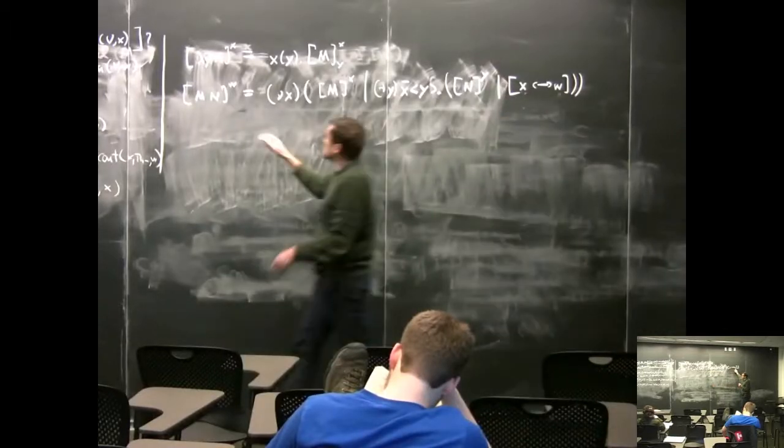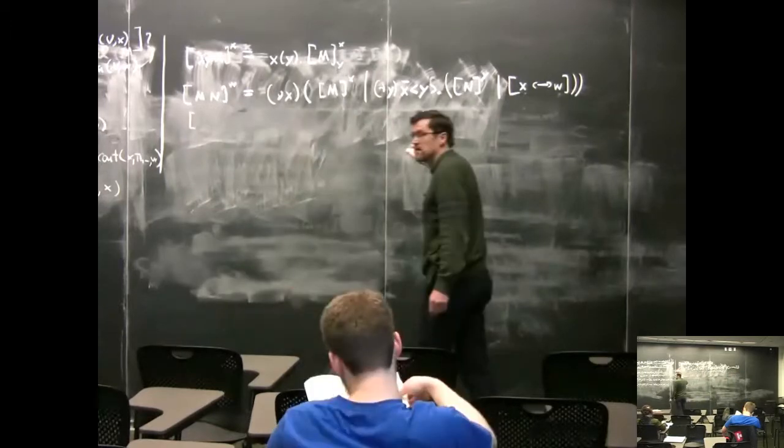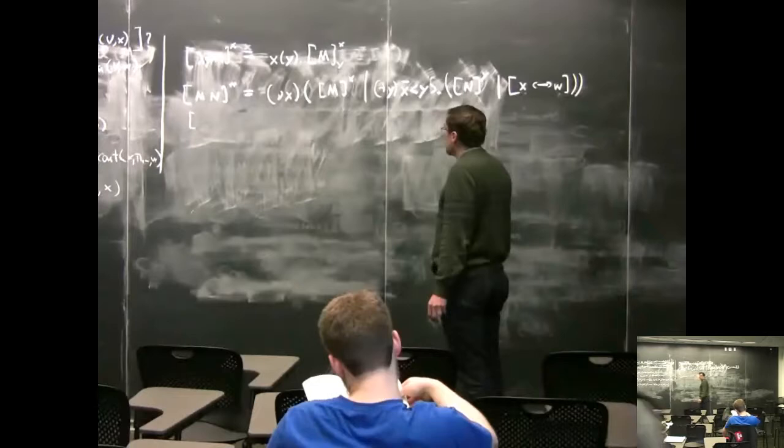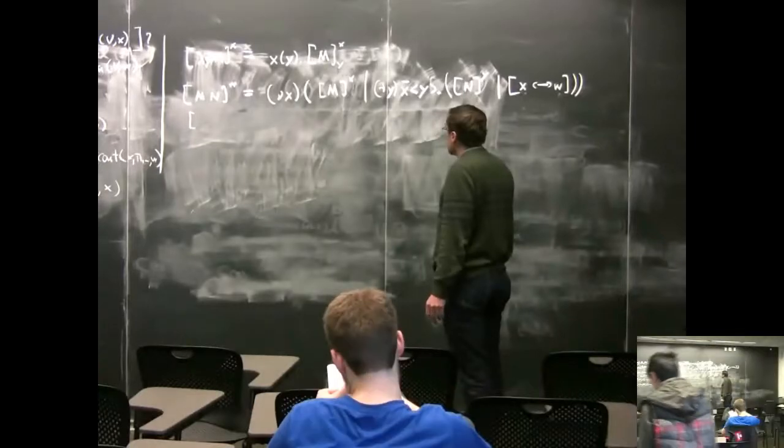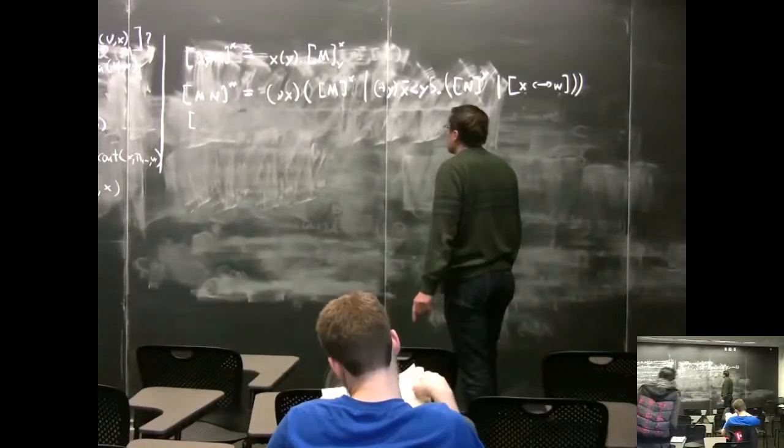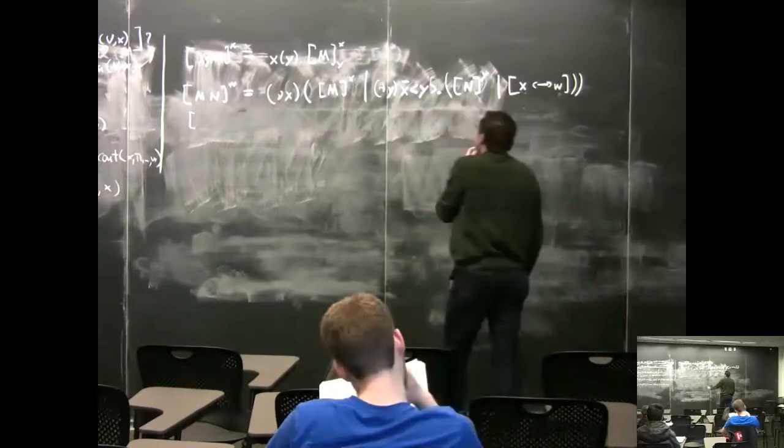Okay? Okay, let's look at how variables are translated. Yep. So, is there a principal reason why we have to use a different channel x and not W? If you put W here, you mean?